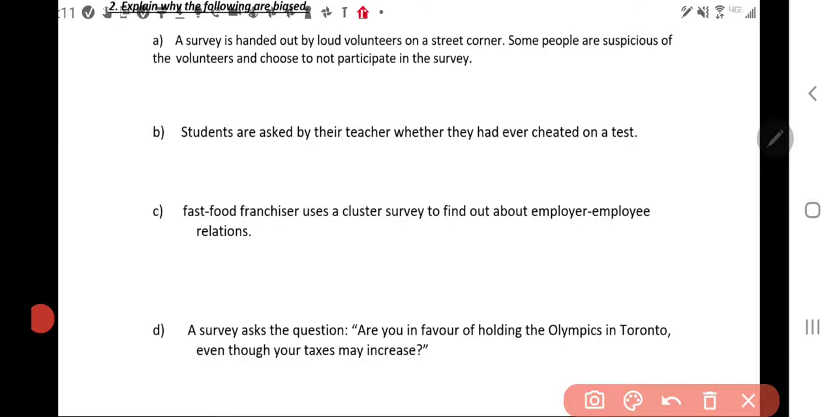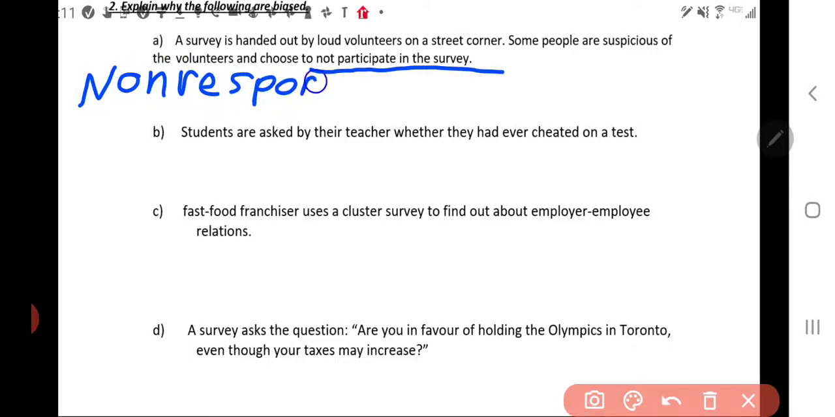So part A says, a survey is handed out by loud volunteers on a street corner. Some people are suspicious of the volunteers and they choose not to participate in the survey. So if I just underline, they choose not to participate in the survey, not participating is a form of non-response bias. So this is a form of non-response bias, just because they're choosing not to participate, and they could be beneficial for the whole entire population.